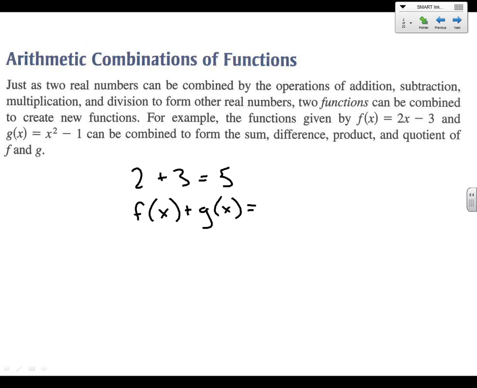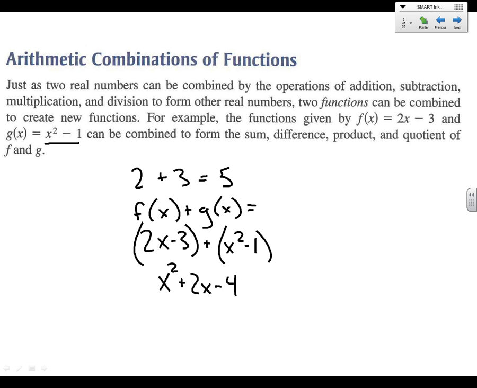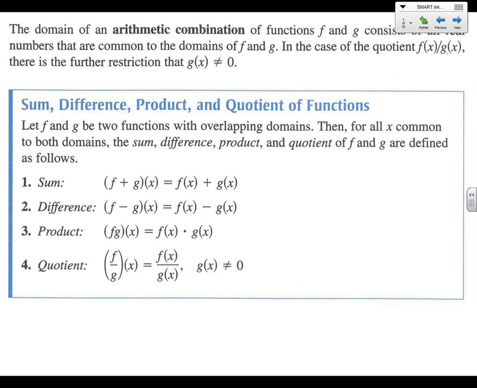In this case, f of x is 2x minus 3. And in this case, g of x is x squared minus 1. And we could add those two things together, organize our like terms, and get a final answer. So that's what we're going to be trying to do in this section.